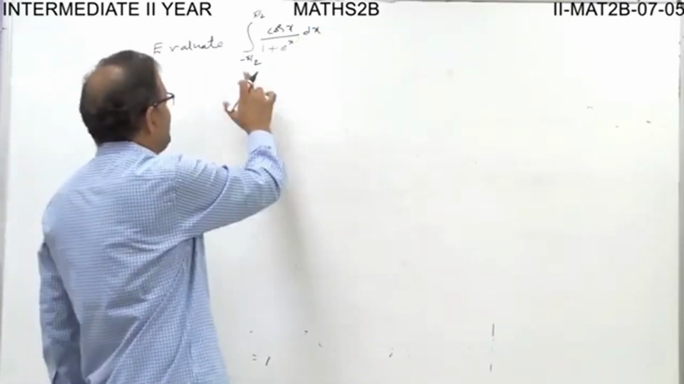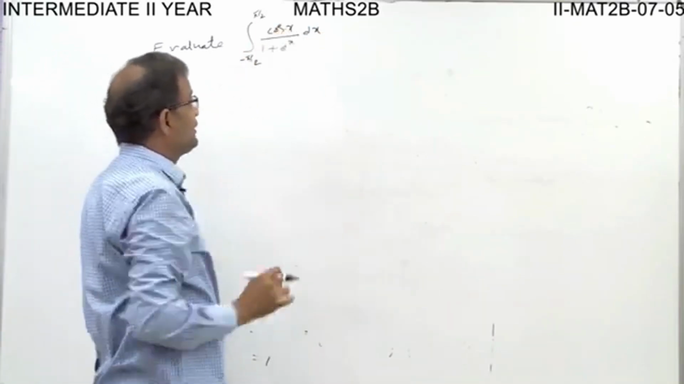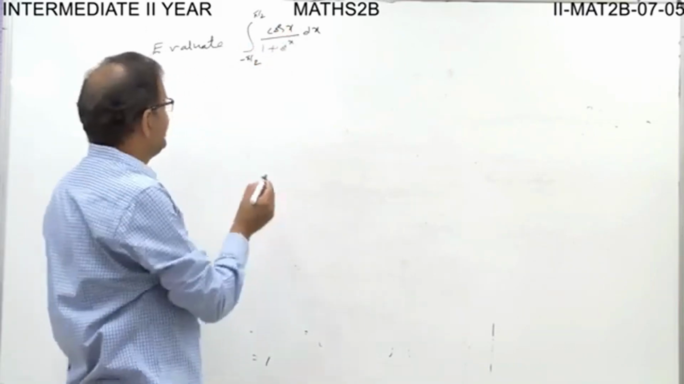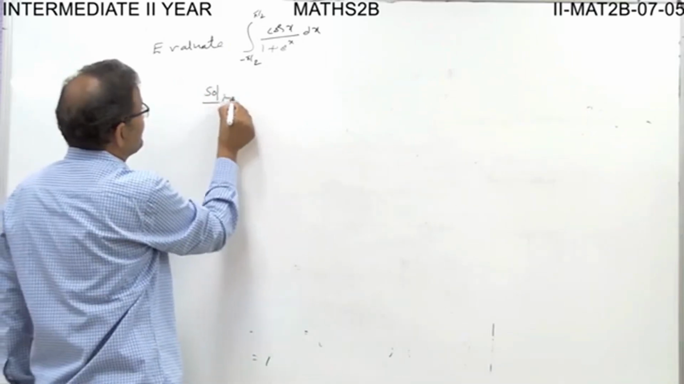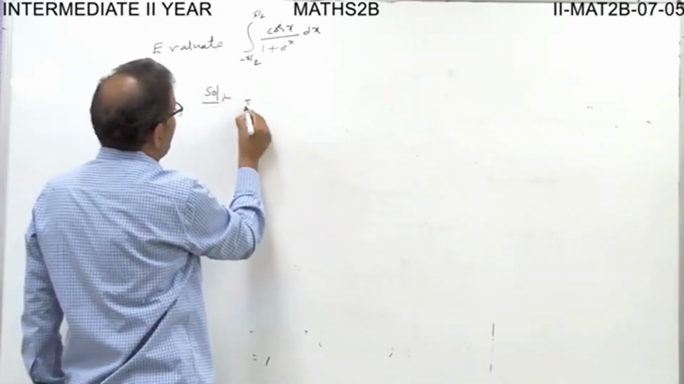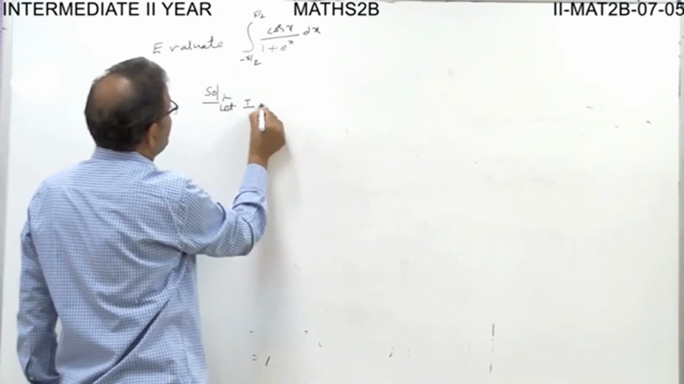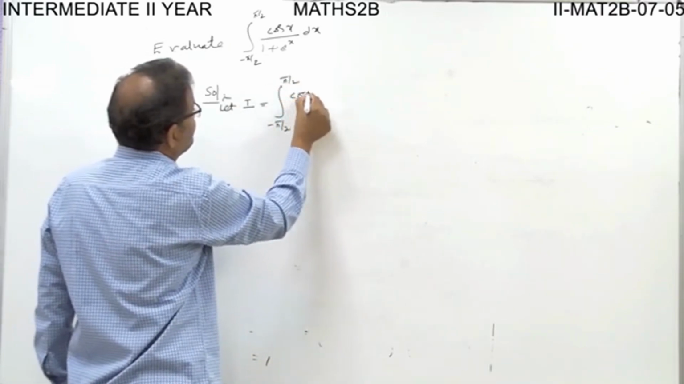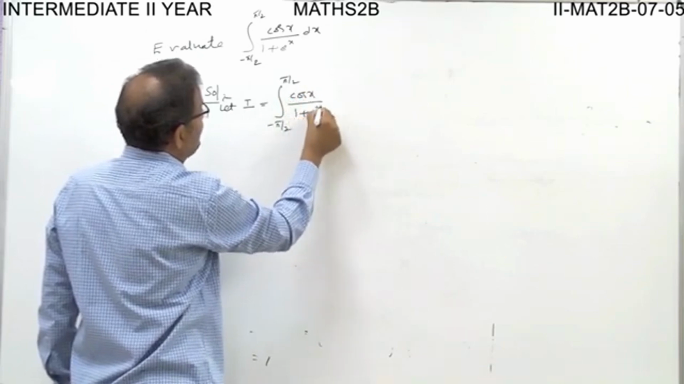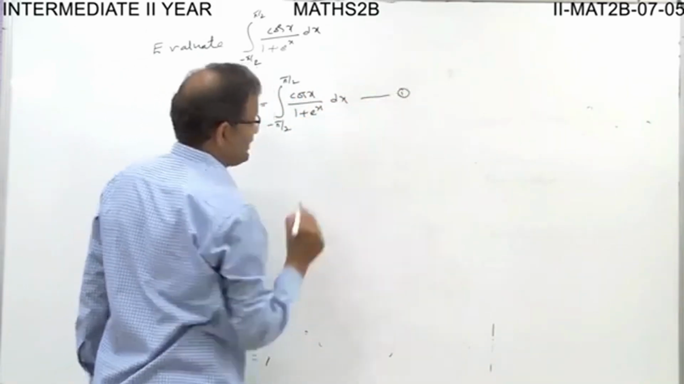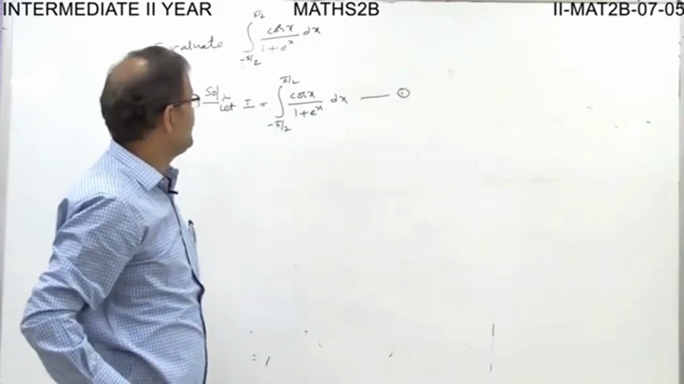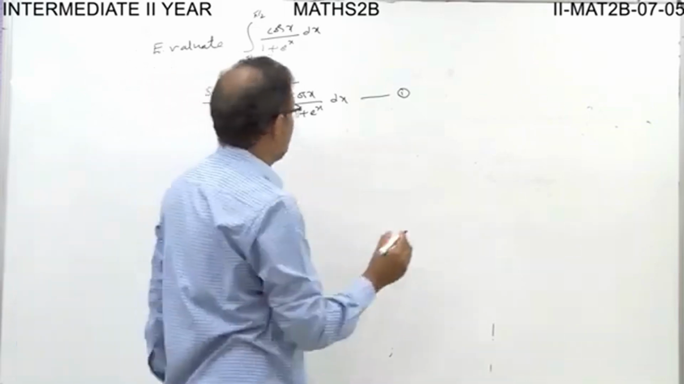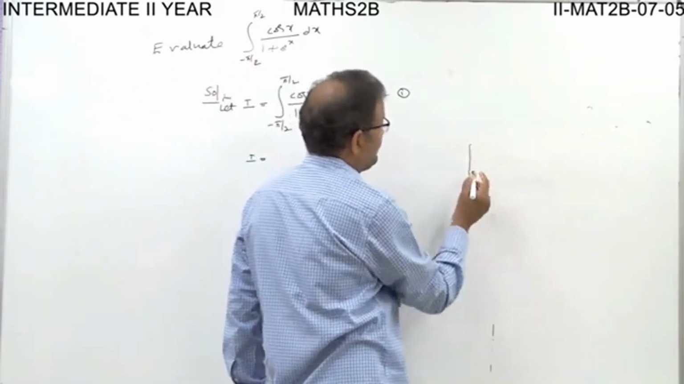Evaluate the integral from -π/2 to π/2 of cos x by 1 plus e to the power of x dx. Solution: let this problem be I. I equals integral from -π/2 to π/2 of cos x by 1 plus e to the power of x dx. Equation number 1.